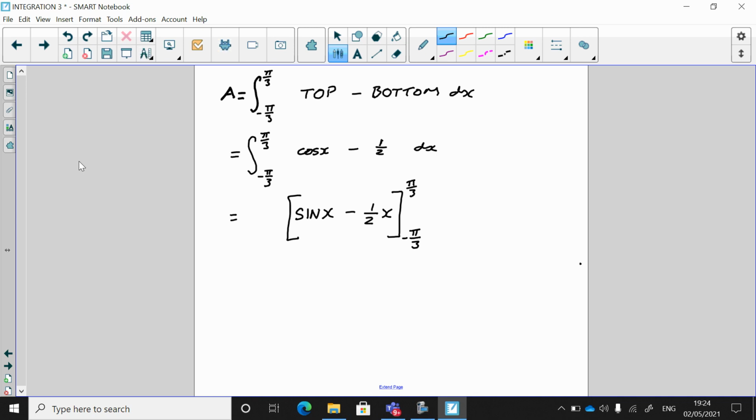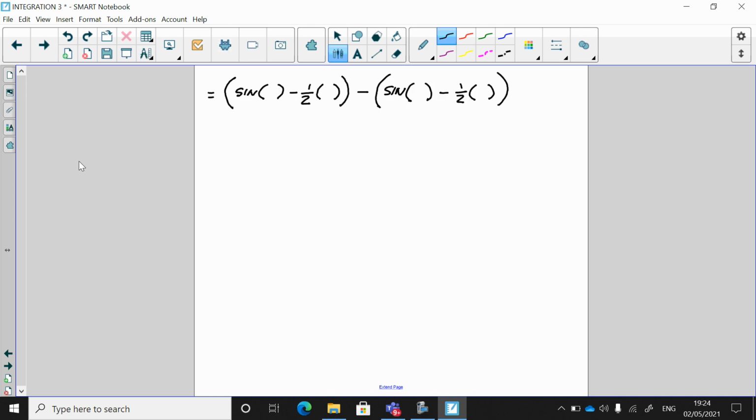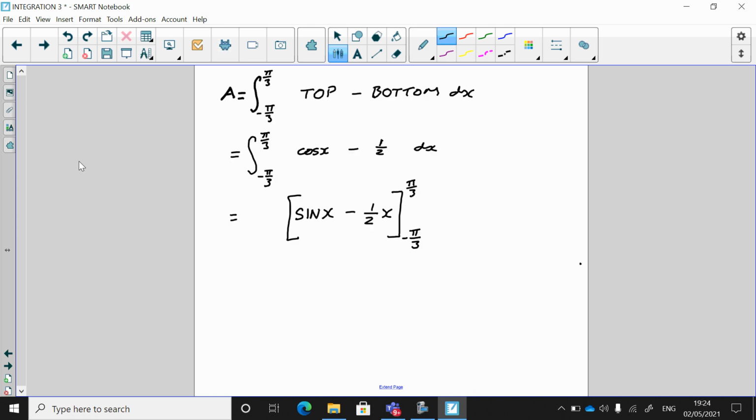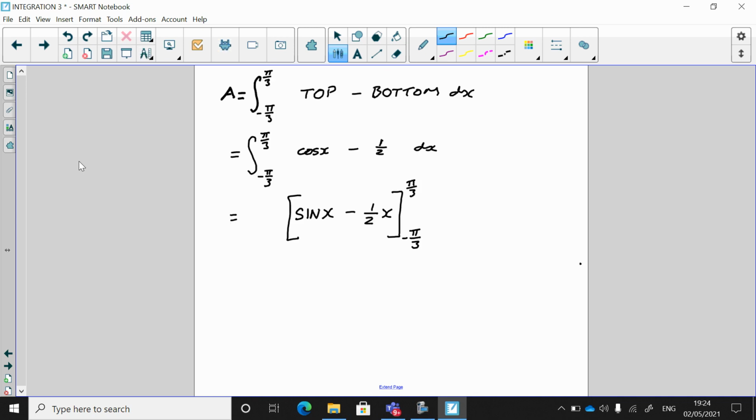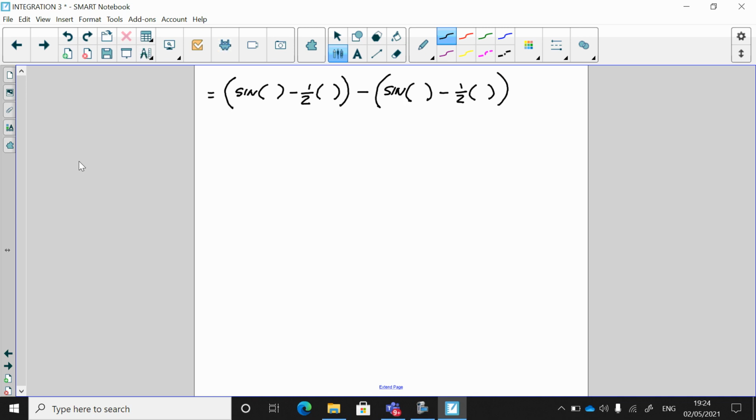So let's take that sin x take away half x and copy and paste it two occasions. There you go. It's identical. Take the upper limit pi over 3, take the lower limit negative pi over 3, and pi over 3 in the first one, negative pi over 3 in the second one. And let's start working them out.